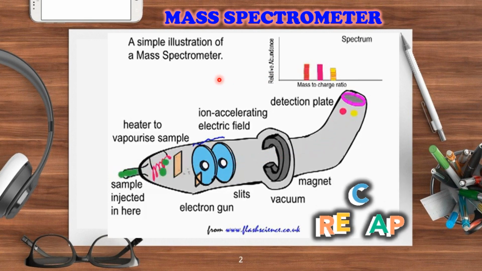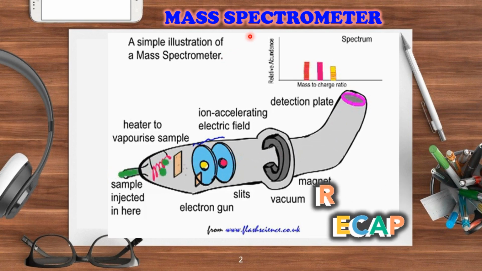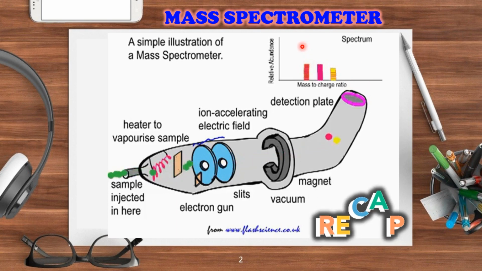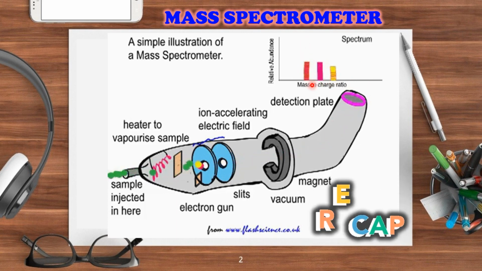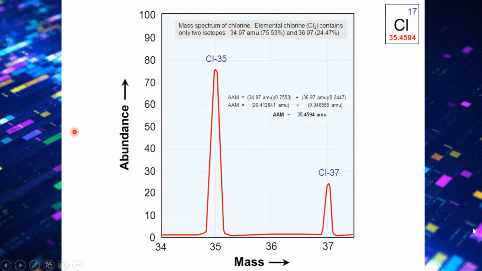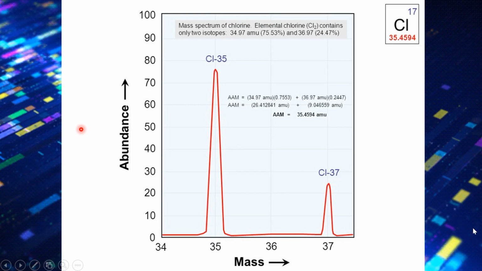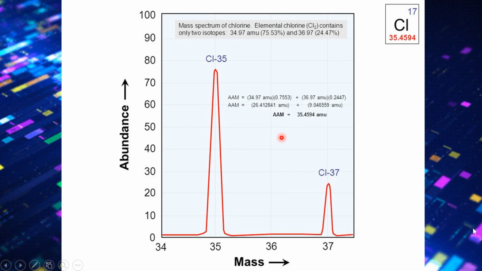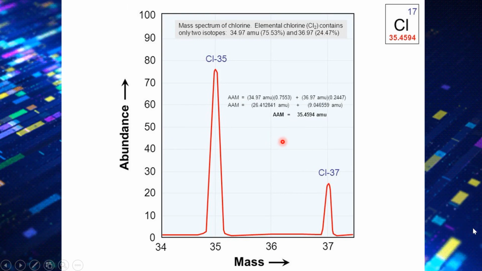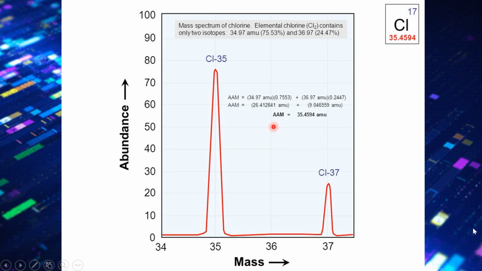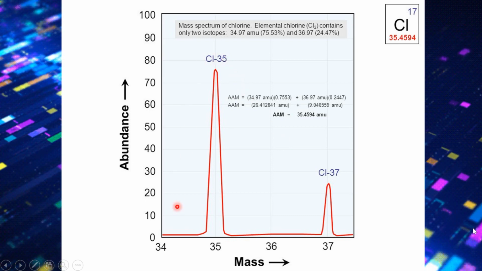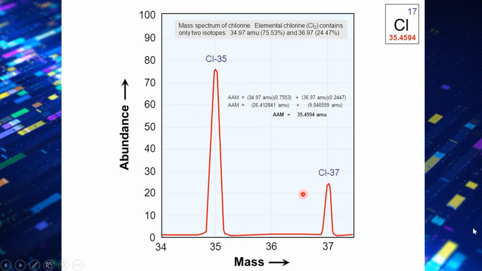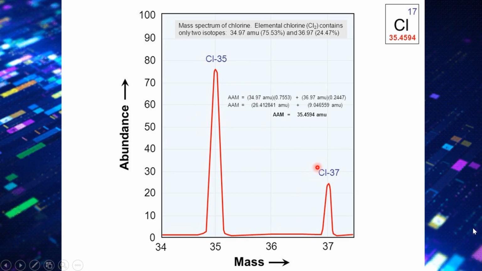Alright, the results are presented as the mass spectrum, a plot of intensity as a function of the mass to charge ratio. Okay, so this is the sample of mass spectrum for chlorine. What are the information that we can get from the mass spectrum? As we can see clearly here, we have two peaks, meaning that chlorine has two isotopes.